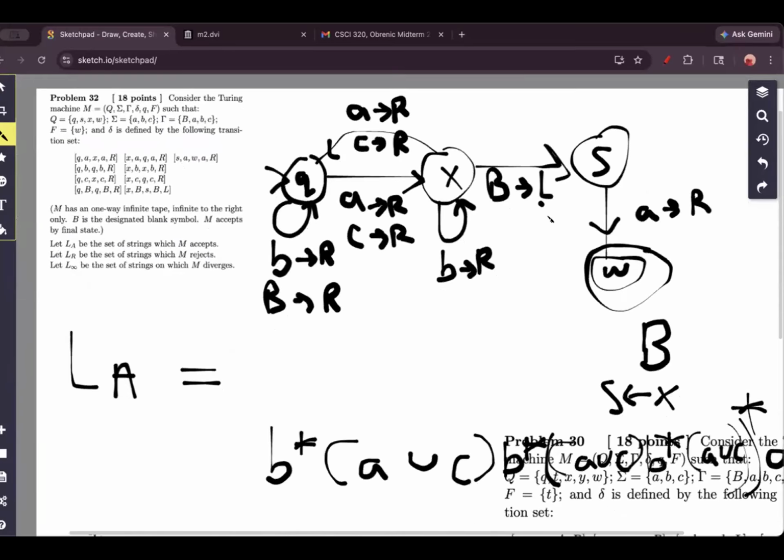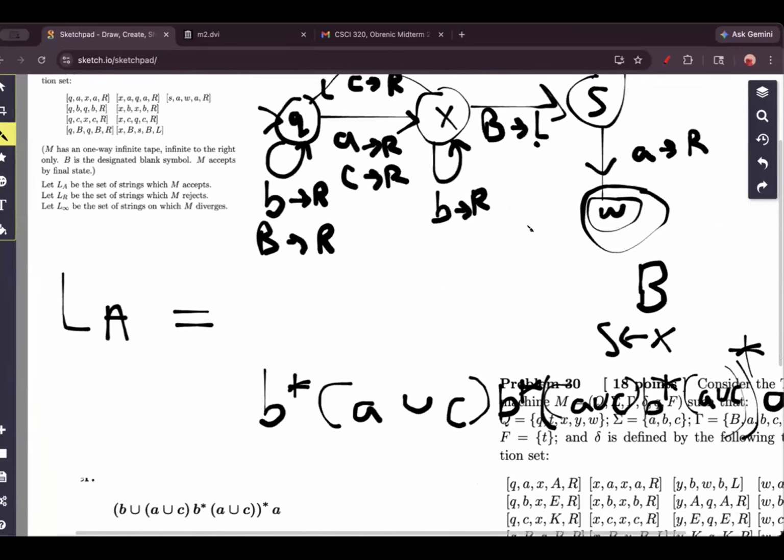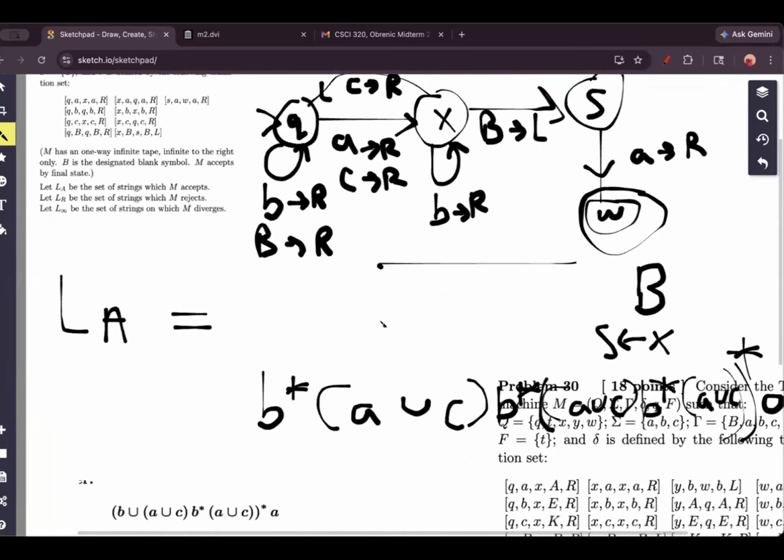I'm hitting the blank, and you're hitting the blank when you go from X to S. Okay, so this is the tape. This is all of the input I've had before, and I'm currently in X. When I see a blank, I go all the way to the right, and then I hit a blank after my input. My string is done. I hit a blank. I'm in X right now.